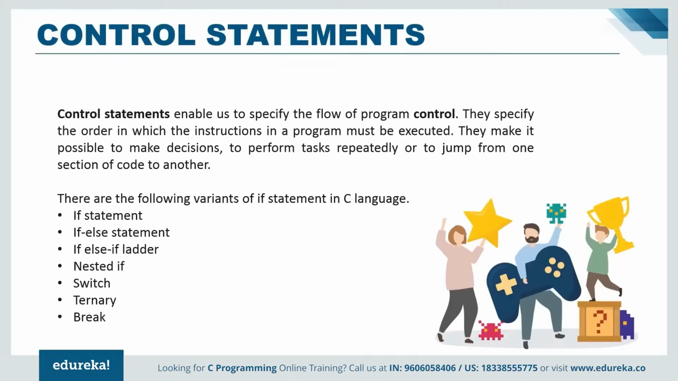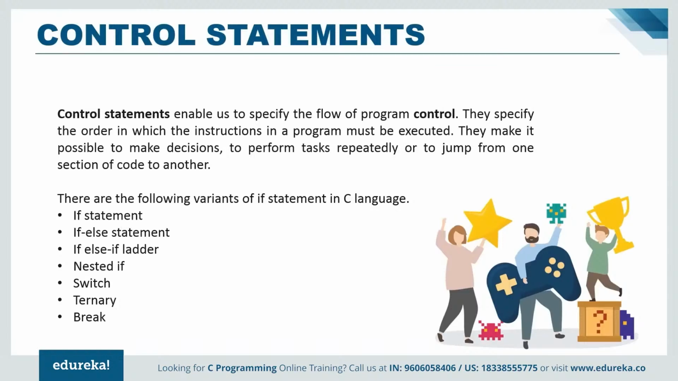Control statements are actually user-defined conditions for the compiler. The user specifies a particular condition in front of a code segment and asks the compiler to execute that code segment if and only if the condition is true. If the condition is true, then the code will be executed. If the condition is false, then the code will be skipped and the next code segment will be executed.